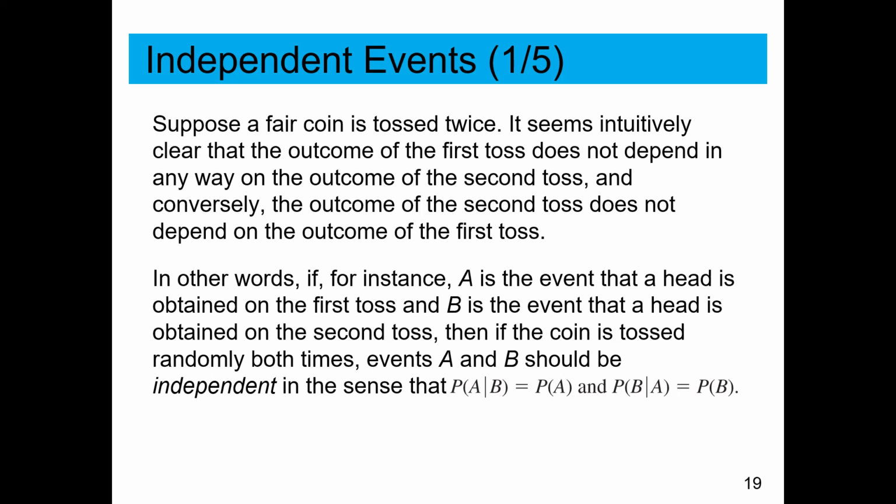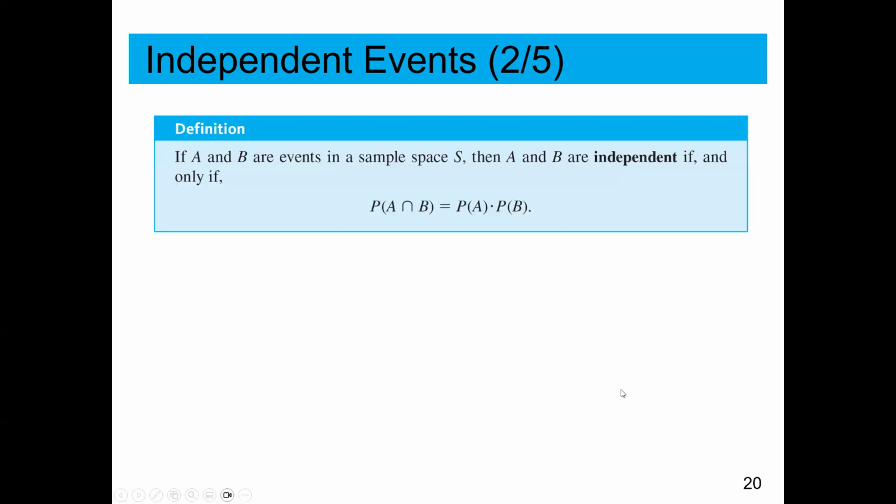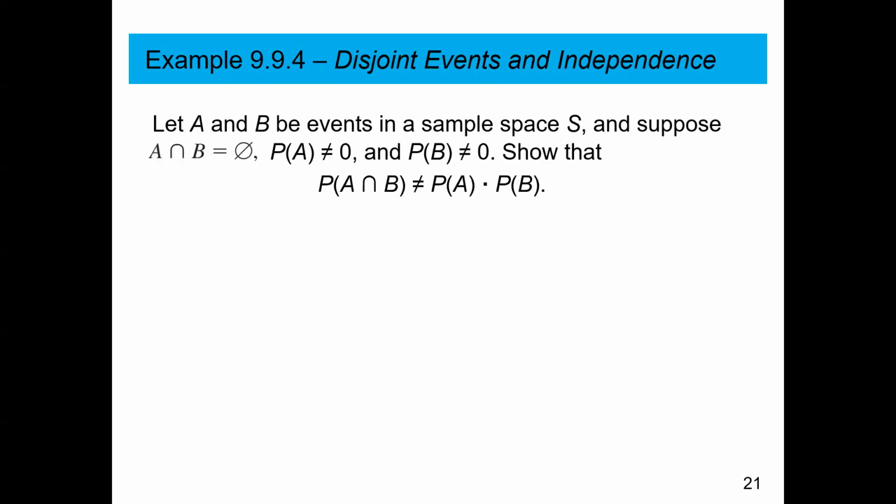So we're going to talk about random events, and the probability that they're independent is really the probability of A given B is just the probability of A, and the probability of B given A is the probability of B. Doing some quick math, that shows the probability of A and B is the probability of A times the probability of B. So let's look at a couple quick examples of how this works.